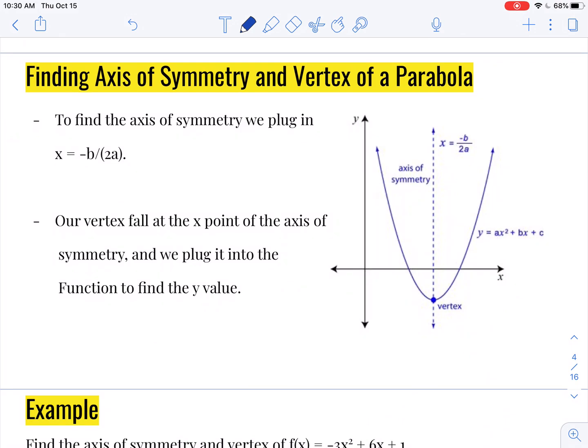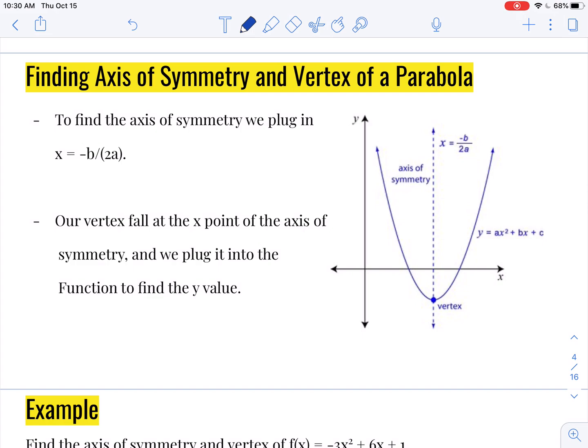Finding the axis of symmetry and the vertex of the parabola. So the axis of symmetry, we have an equation to find it. That is, the x value of the axis of symmetry is negative b over 2a. And then as you can see here on this graphic, our axis of symmetry is a vertical line. We can represent that as a dotted line, or we can just think about it as a vertical line that goes through the vertex of the parabola.